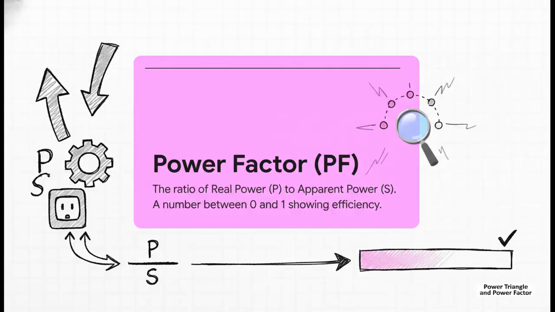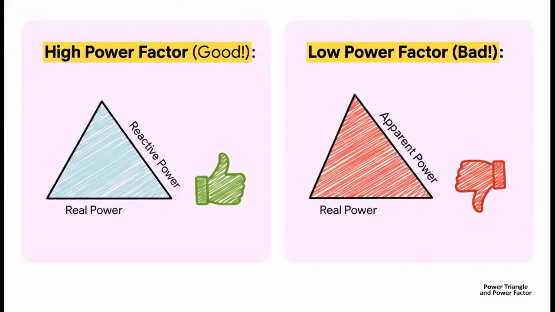The result is always a number between 0 and 1, where 1 represents absolute perfect efficiency. Obviously, the goal is always to get a high power factor, as close to 1 as you possibly can. That means your support system of reactive power is really small compared to the worker of real power. A low power factor? That's bad. It's inefficient. It means a ton of the total effort from the utility is just being used to support the system, not to actually get any work done.